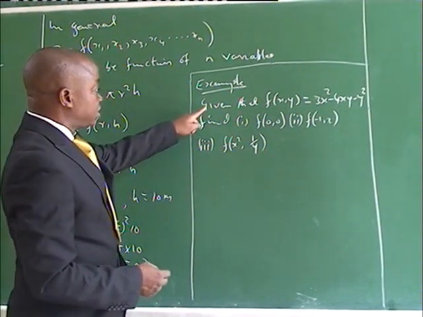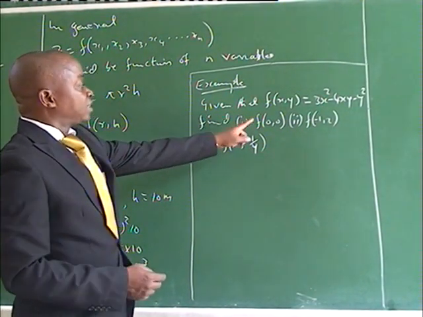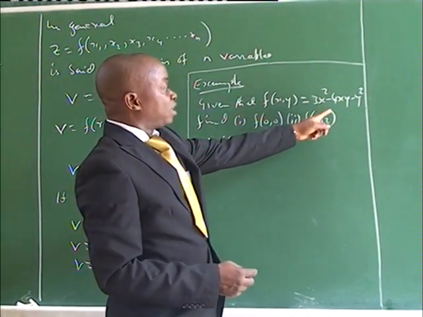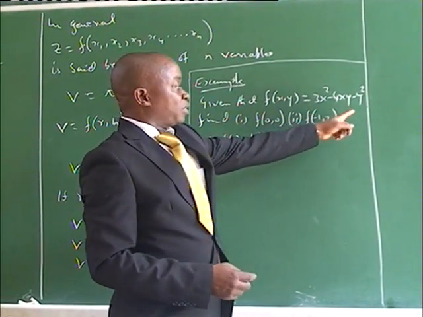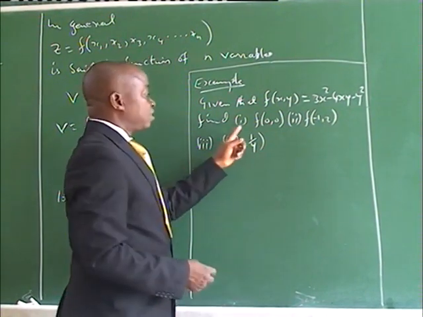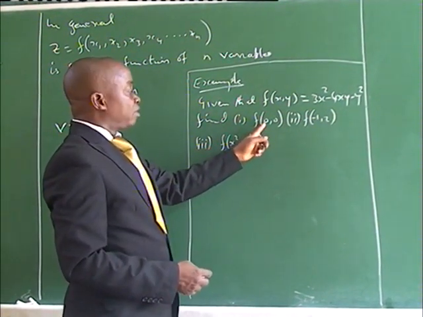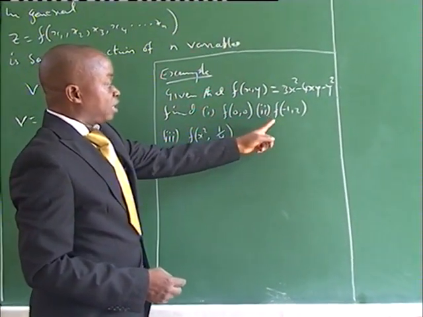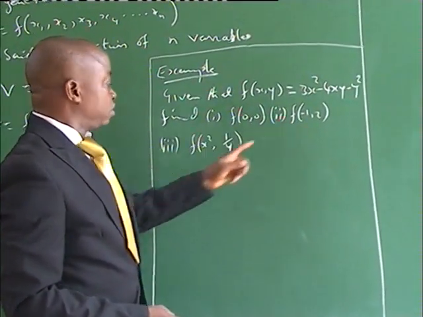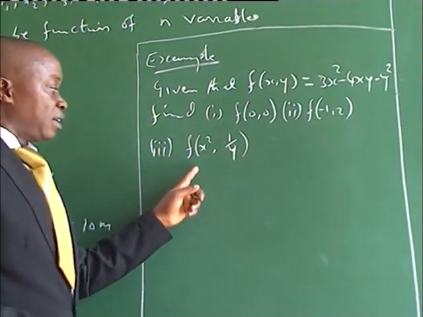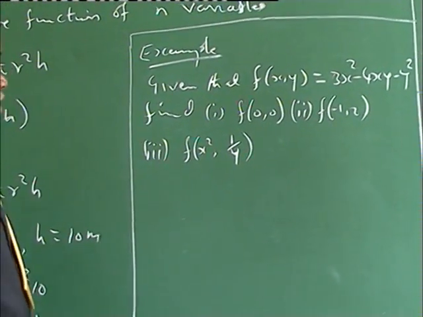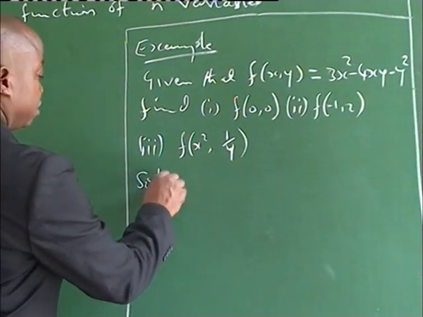So let's look at this example. Given that f of x, y is equal to 3x squared minus 4xy minus y squared, find f of 0, 0, f of minus 1 and 2, then I will have f of x squared and 1 over y. So we take the solution.